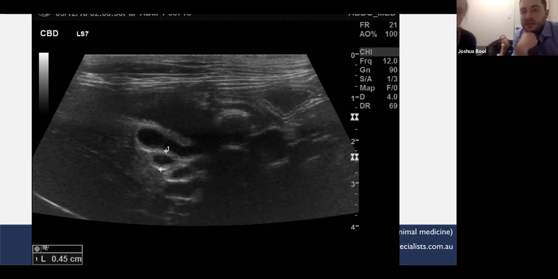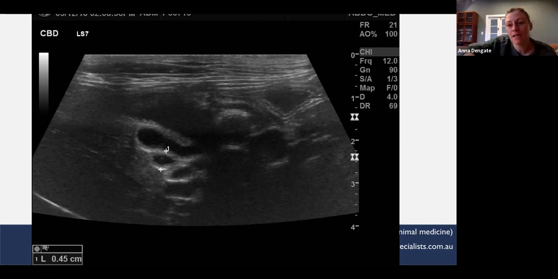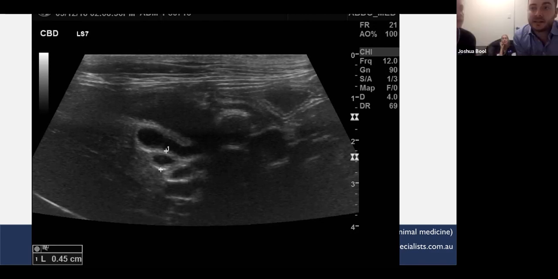I can't see any kind of mineralization in that view. You can't, sorry, say again? See any mineralization within the lumen in that view. No, me neither.